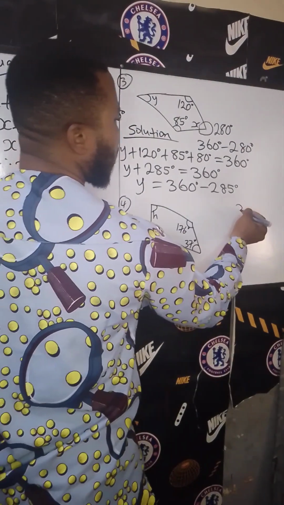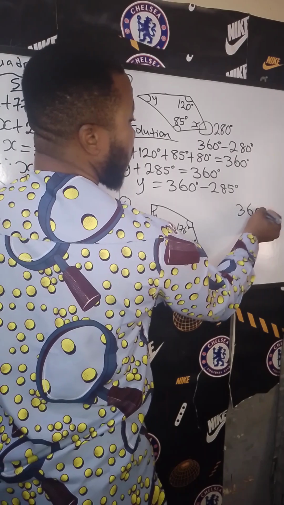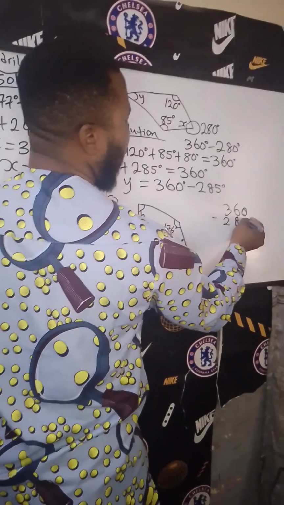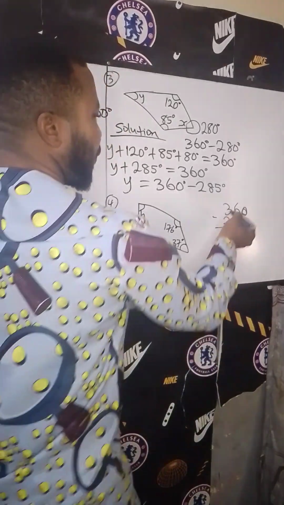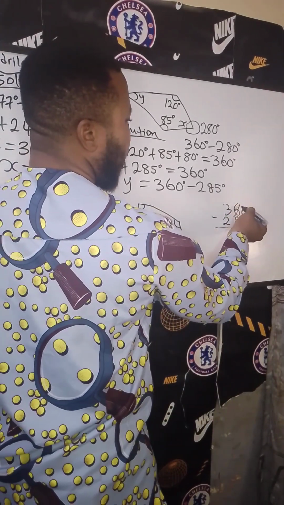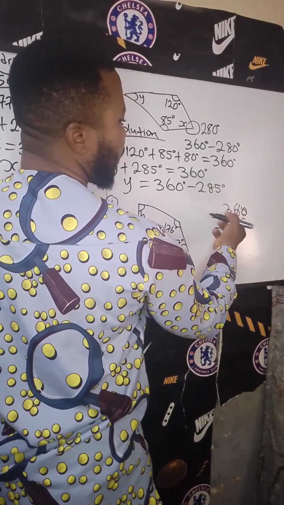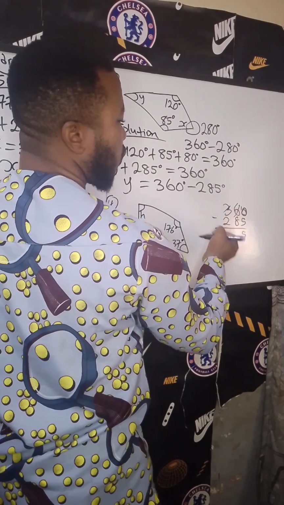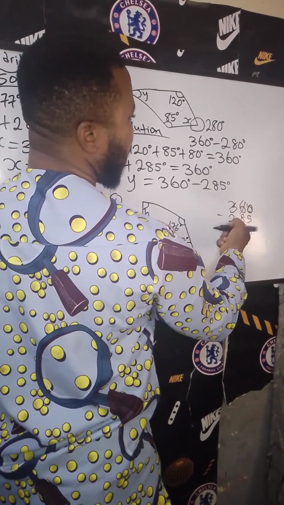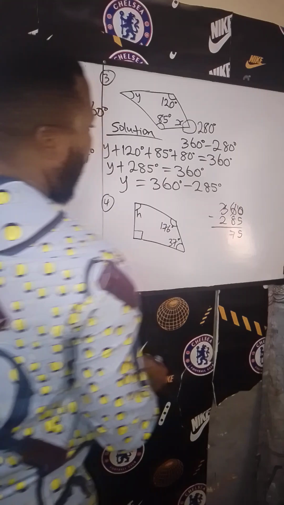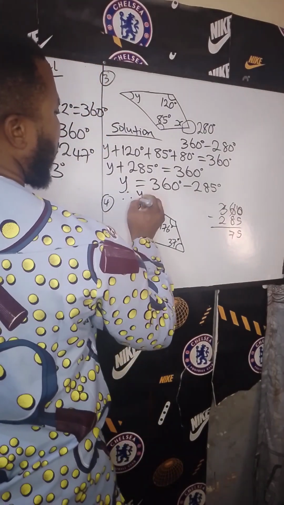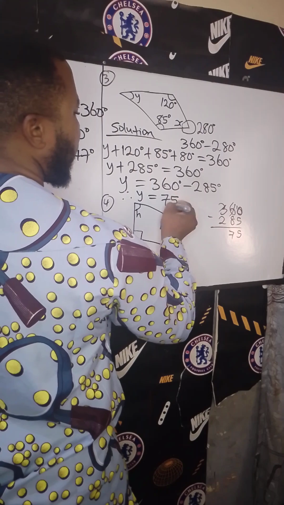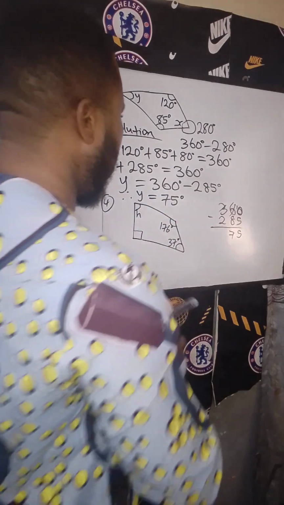Okay, so this is 360 degrees minus 285 degrees. 0 minus 5 is not possible. So we take 1 from here, and we have 10. 10 minus 5 is 5. We take 1 from here, giving us 15. 15 minus 8 is giving us 7. So we are having 75 degrees. So therefore, the value of y is equal to 75 degrees.